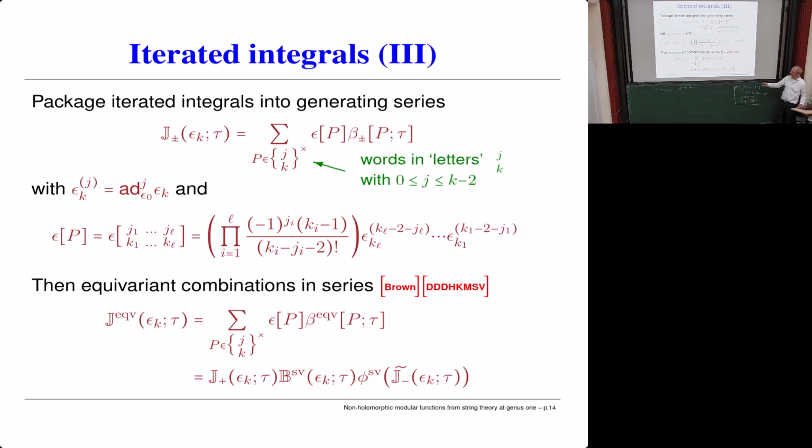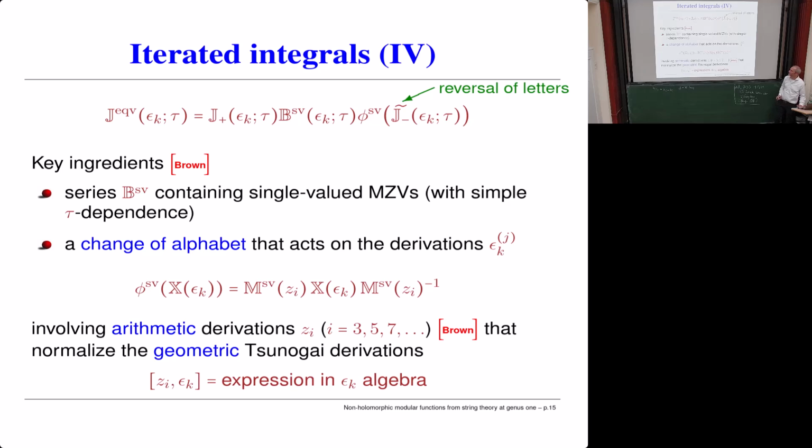But this is just taking the beta pluses and the beta minuses in certain combinations, and this thing here is throwing in additional tau dependence and zeta values. So this is the same definition again. And indeed, the key ingredient in this formula, as I said, is this series in the middle. This contains conjecturally single-valued multiple zeta values, and this very simple tau dependence. This J minus with a tilde means I just reverse the order of all the epsilon letters. And what is also very important and interesting is this so-called change of alphabet, which also does something to these letters epsilon. You can write this change of alphabet in terms of a conjugation.